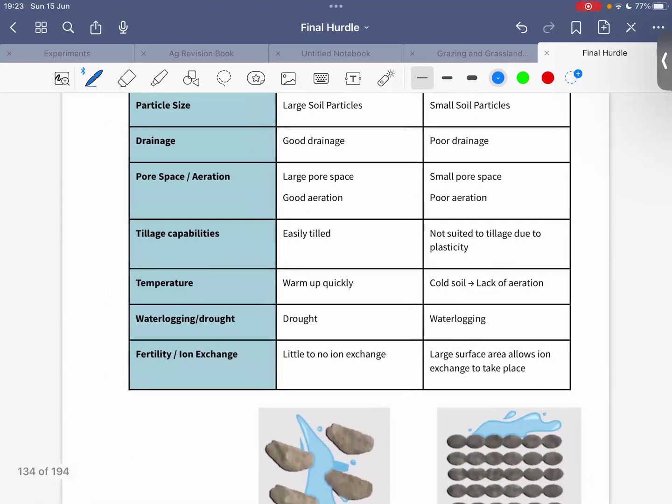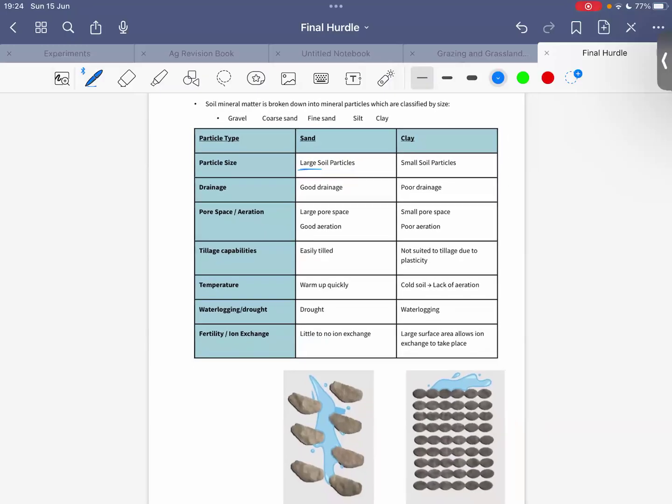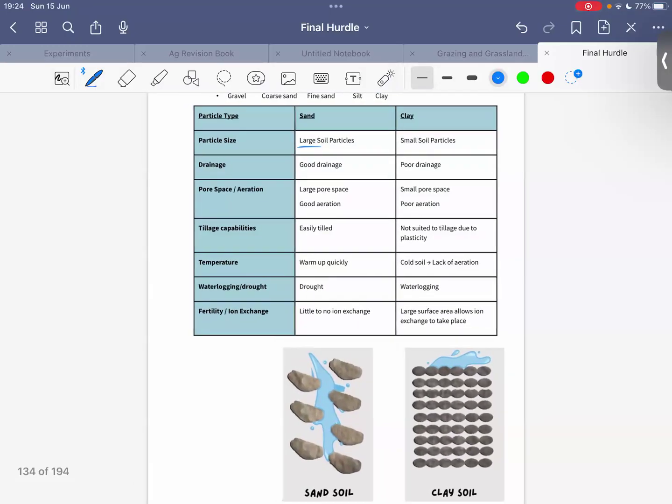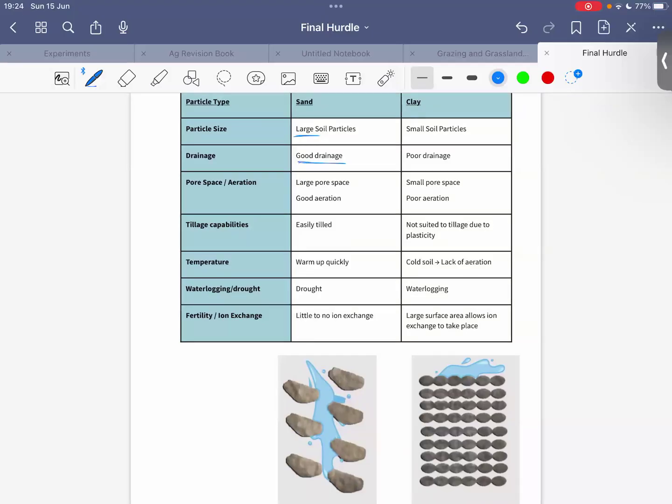So sand particles are going to have large soil particles. That means we're going to have good drainage. Okay. I'll just make this a small bit smaller so that you can see it all. Good drainage, good aeration, easily tilled, warms up quickly, and going to be drought. Think of it when you're on the beach. The tide comes in, the water goes down in the sand straight away.